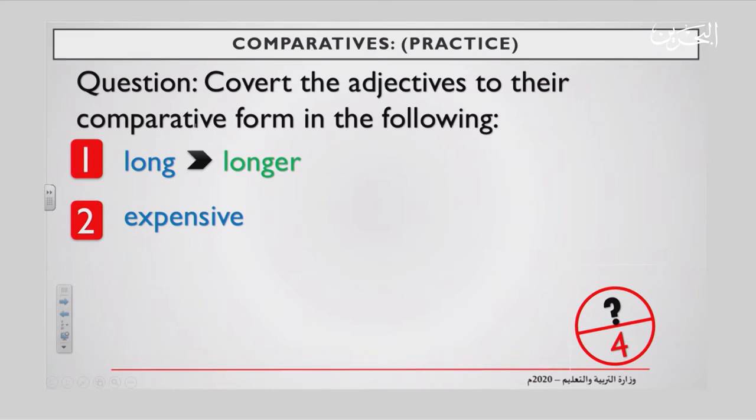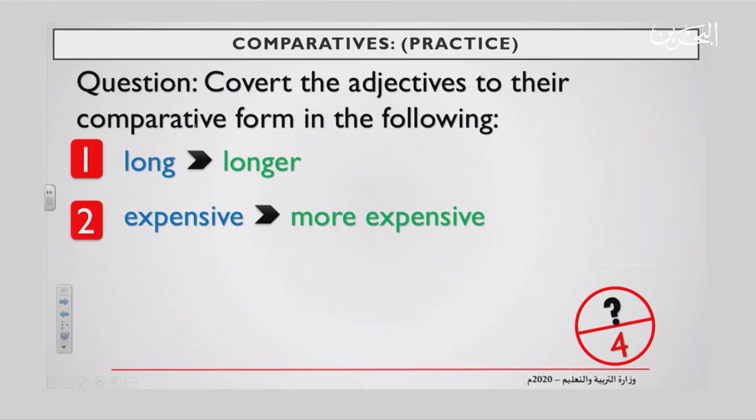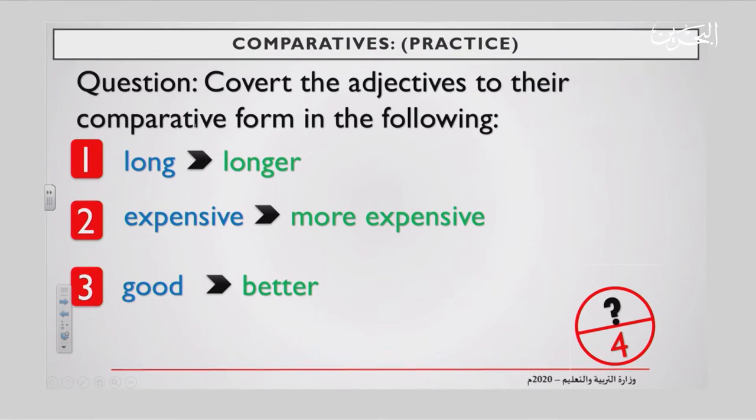All right, let's take a look. More expensive, it is a multi-syllable adjective. You have to add more. Three, good. Let's take a look. Better. It is an exception. You have to change the adjective.